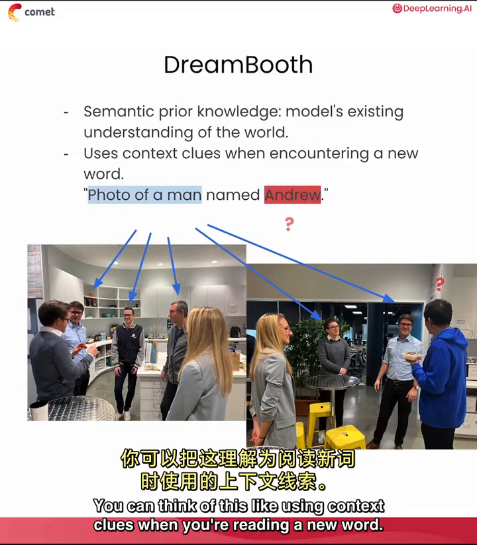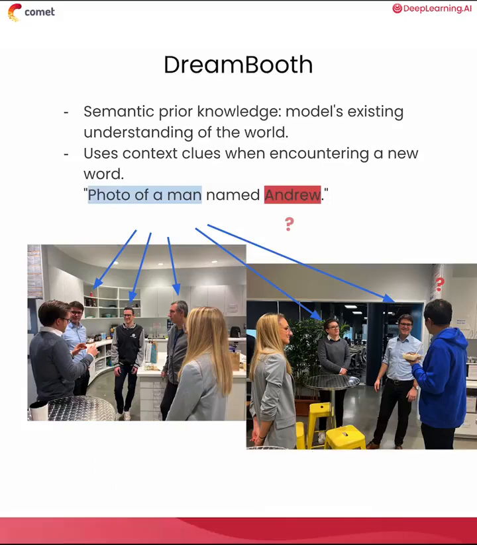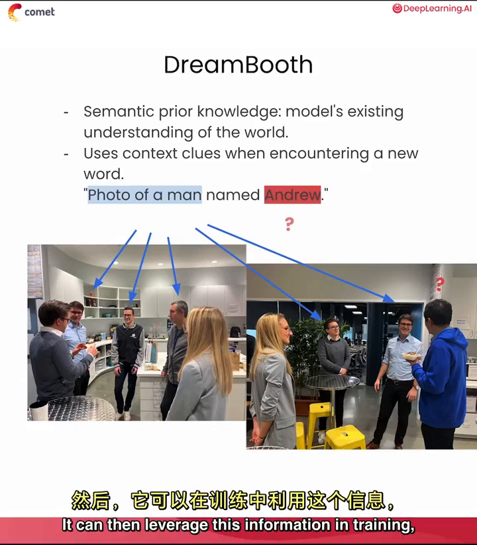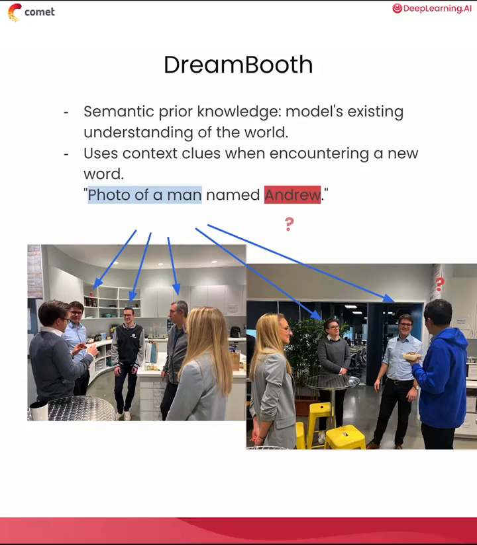You can think of this like using context clues when you're reading a new word. When the model sees a prompt like a photo of a man named Andrew, it might not know what Andrew looks like, but it knows generally what a photo of a man looks like. It can then leverage this information in training, allowing us to get by with a much smaller example dataset.